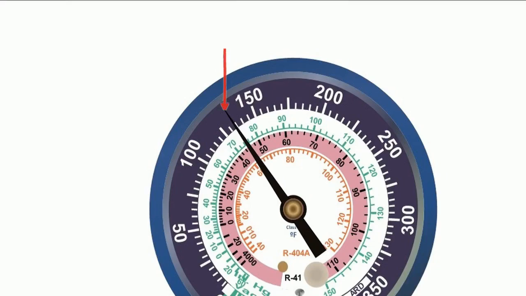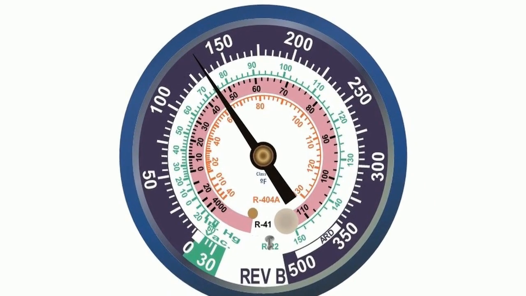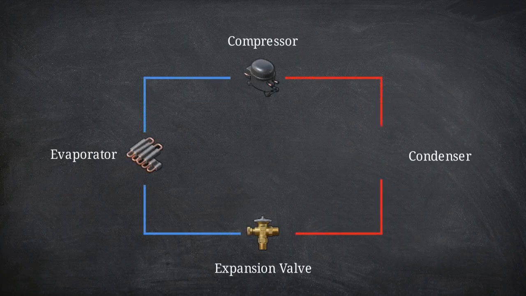This gauge shows a pressure of 134 psi, but that number is a static variable. To determine system health, we must calculate the saturation offset to see how the refrigerant is actually behaving during a phase change. To do that, we have to map the baseline refrigeration loop.